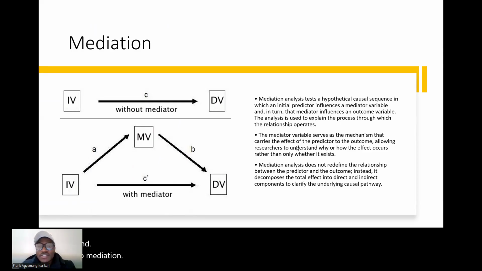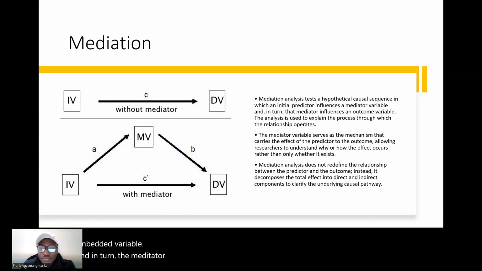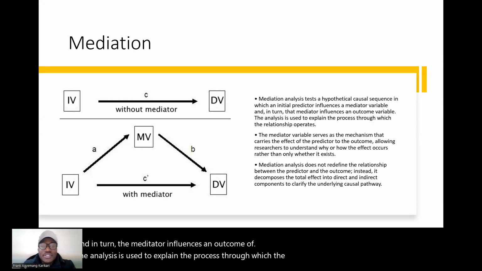Mediation analysis tests a hypothetical causal sequence in which an initial predictor influences a mediator variable, and in turn, the mediator influences an outcome variable. The analysis is used to explain the process through which the relationship operates.